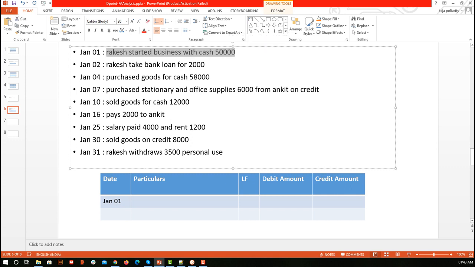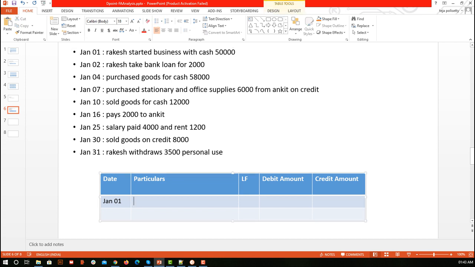If you are seeing this problem for the first time, you might say there is a person involved, so there must be a personal account, but that is not correct. Only if there is a Rakesh account involved in this transaction would we consider Rakesh as a personal account. Let's read the complete transaction: started business with cash 50,000. Here the cash account is involved, and starting of business means it is a share capital account. Share capital account is a personal account, so we cannot consider it as a Rakesh account, but that account will be the share capital account. If you don't know what share capital is, refer to the previous video. So we have the cash account and the share capital account.